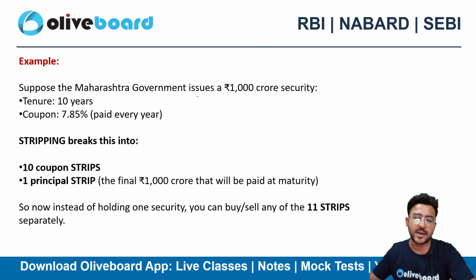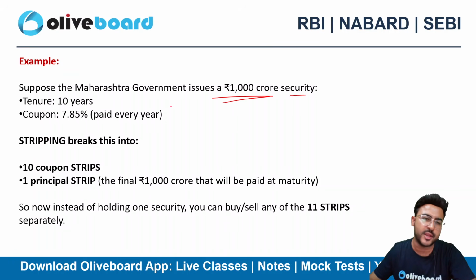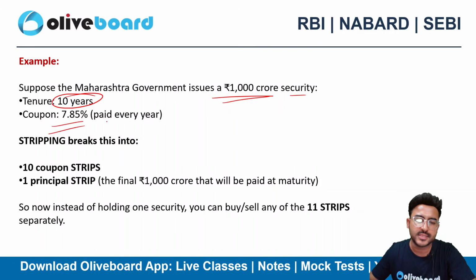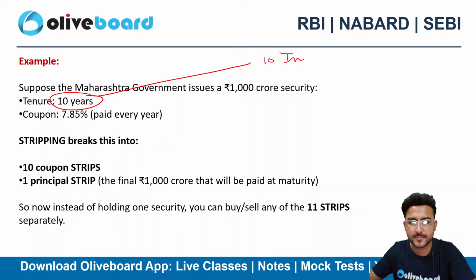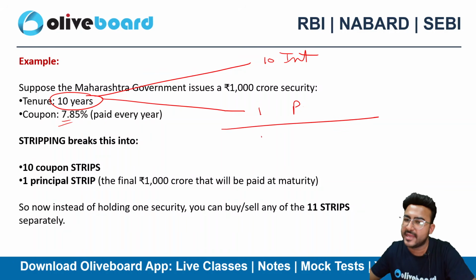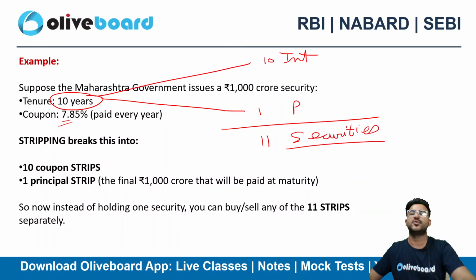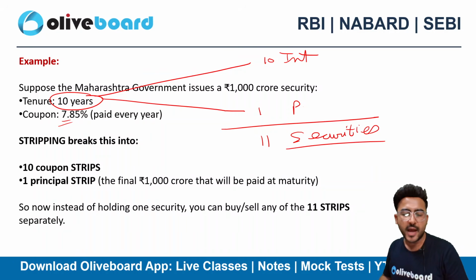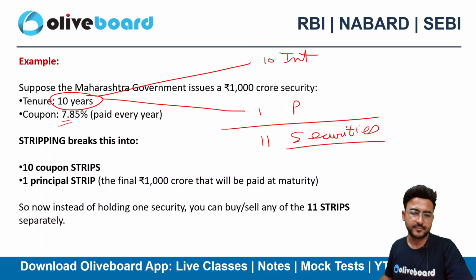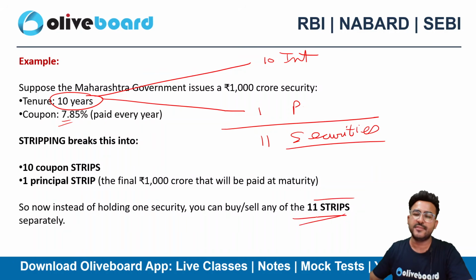Okay, let's suppose a Maharashtra government issues 1000 crore security. The tenure is 10 years. Coupon is 7.85%. Now if I want to break this bond, if I want to strip this bond, then 10 interest components will be there every year, 7.85%, and 1 principal component will be there. So can I say that I can strip 11 securities or 11 financial instruments out of this particular bond, right? I can separately sell all the interest components. I can separately sell the principal component as well. So now we have 11 strips as of now.